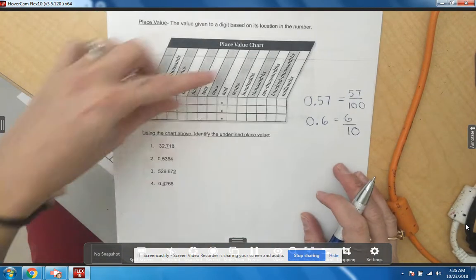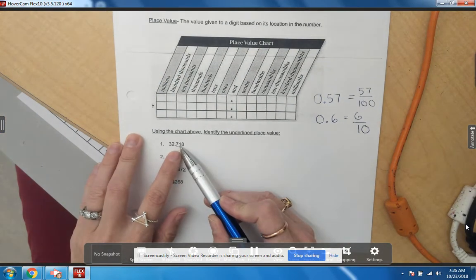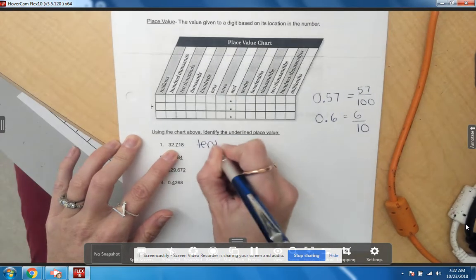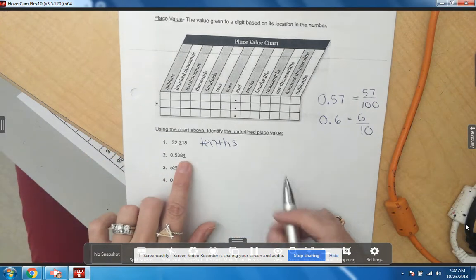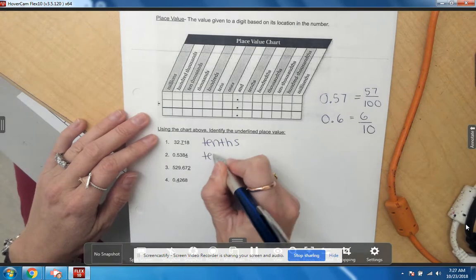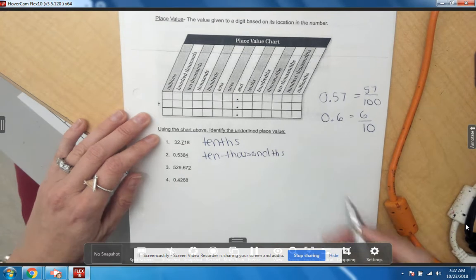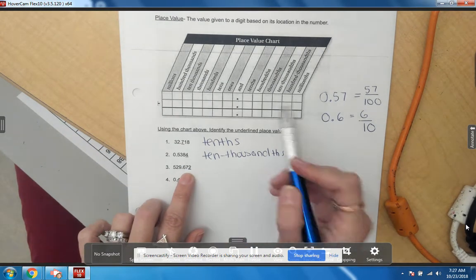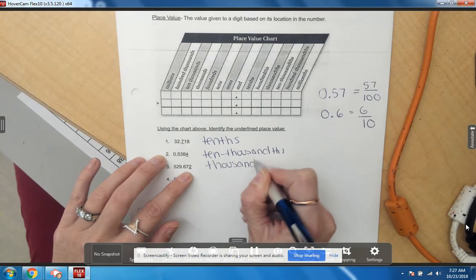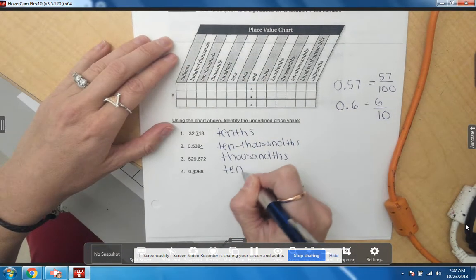Okay? So what we're going to do is use the chart above and identify the underlined place value. For this first one, the 7 is the first number to the right of the decimal, which is the tenths. So you can fill this in with me. The 4 in this one is the fourth spot to the right. So 1, 2, 3, 4, that's the ten-thousandths. Make sure you are writing this too. All right, in the third one, the 2 is the third number to the right of the decimal, so thousandths. And the last one is the first number to the right, which is tenths.